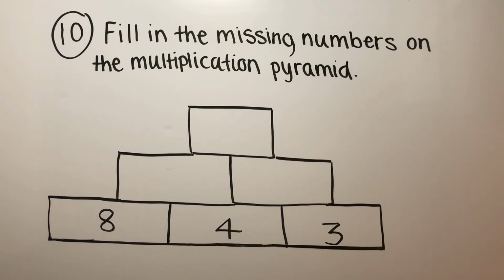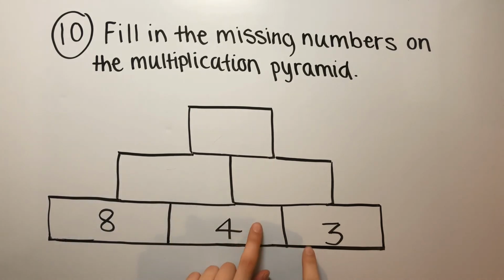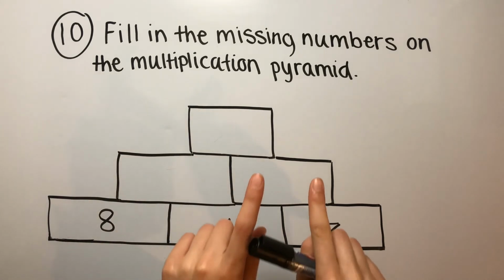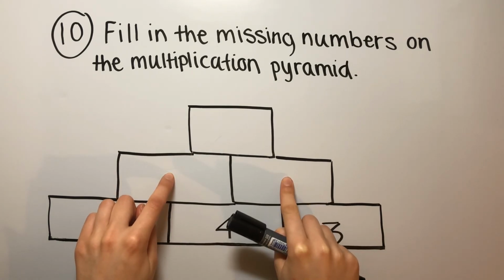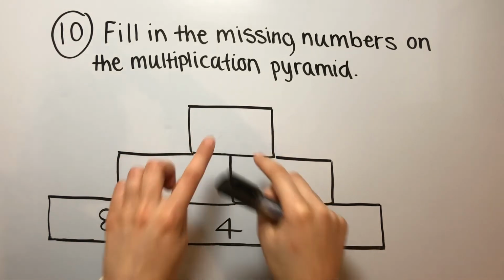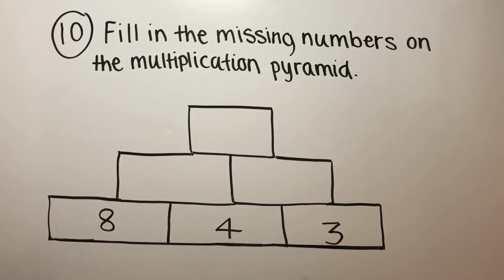Question 10. This is our last question. Fill in the missing numbers on the multiplication pyramid. When we have one of these pyramids, the bottom two numbers, if we times them together, we get the answer for this box here. If we times these two numbers together, we get our answer for this box. And if we times these two boxes together, we get our answer for this box. So we're going to start off by finding out the answer to this box.